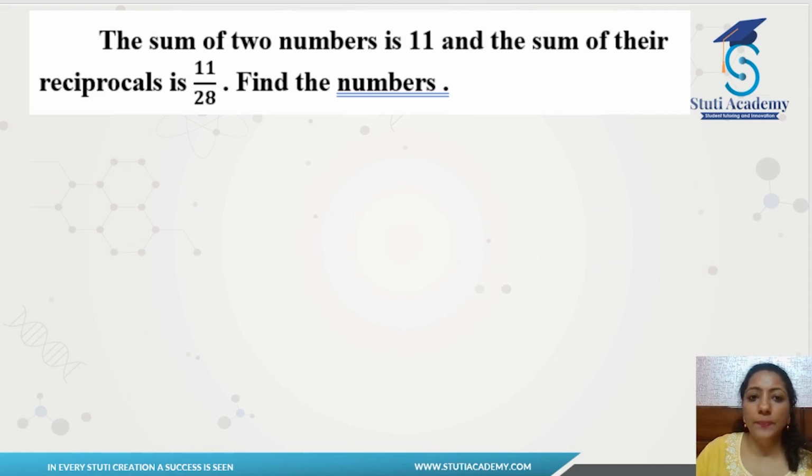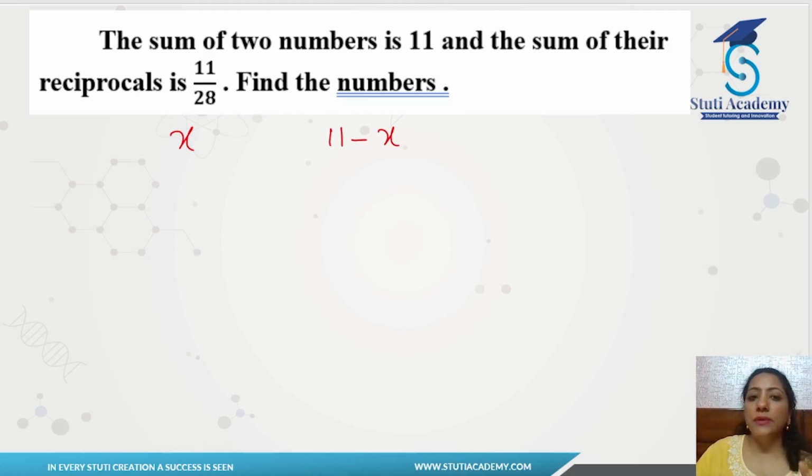Now coming to the next one. The sum of two numbers is 11 and the sum of their reciprocals is 11 upon 28. Find the numbers. So we have two numbers whose sum is 11, so we can take the numbers as x and 11 minus x. That is going to help us to get the numbers. One of them is x, the other one would be 11 minus x.